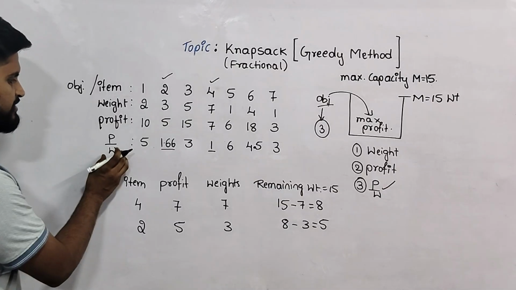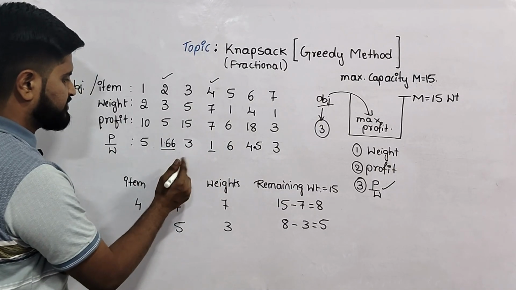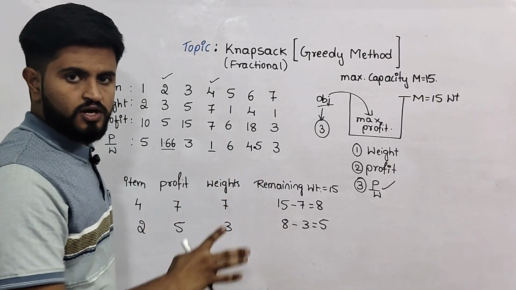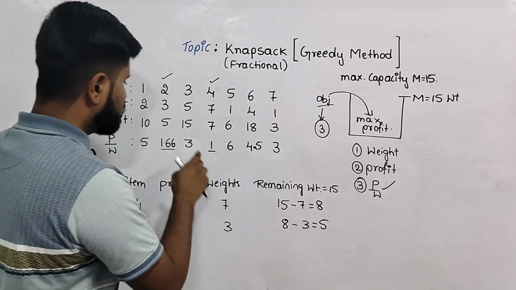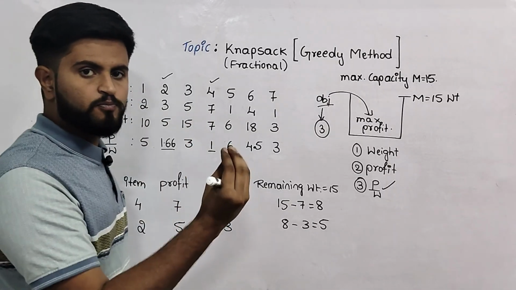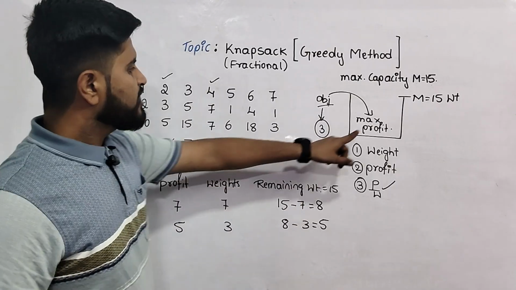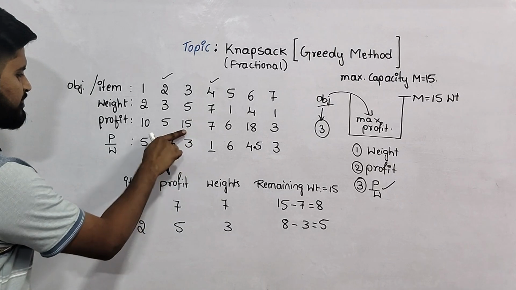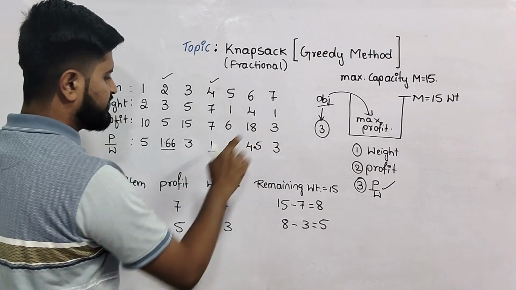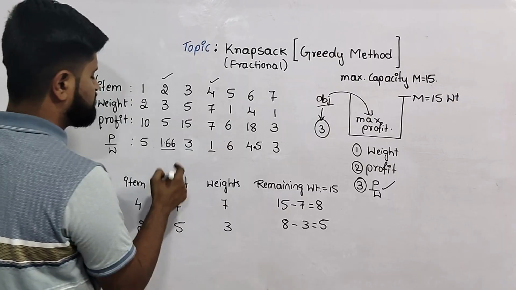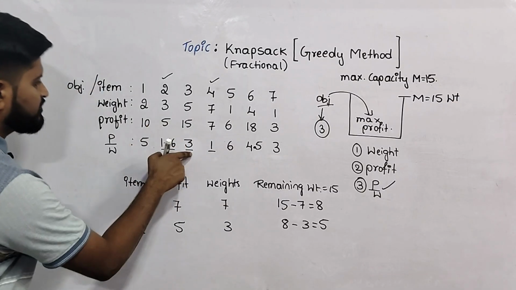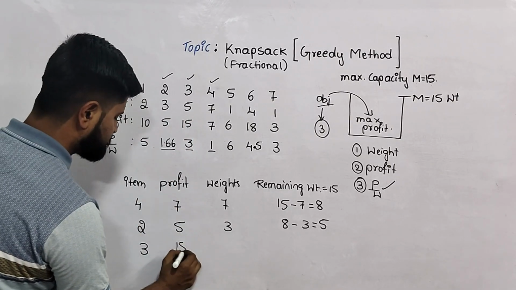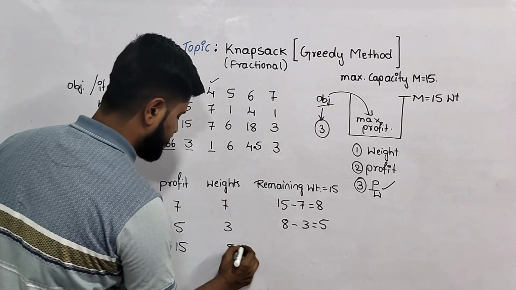Now among the profit by weight ratios, which is the smaller one left? 3, and here also 3. There is a tie between the profit by weight ratios. In this situation, whichever item has the maximum profit, we will be taking that one, because our only goal is to find the maximum profit. So here, for this 3, the profit is 15. For this 3, the profit is 3. So first let's take this 3 because it has the maximum profit. Its corresponding item or object is 3, its profit value is 15 and its weight value is 5.